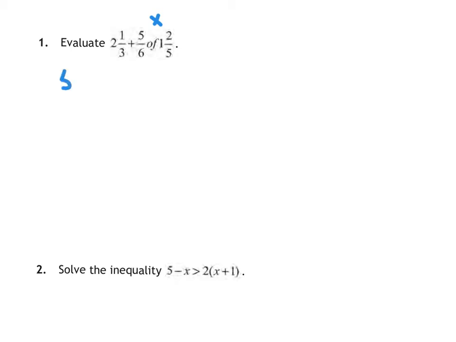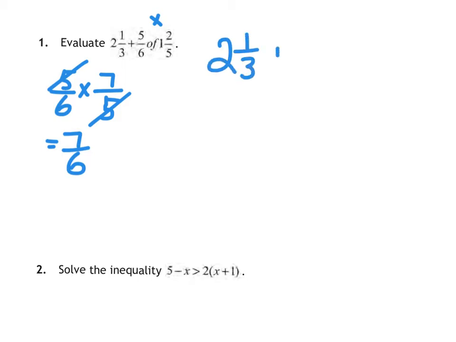So our first sum is 5 over 6 times, well, 5 ones are 5 plus 2 is 7. So there's your first sum, is multiplying them. Now you could make that 35 over 30, or you could spot that the 5s are going to cancel, leaving you with 7 over 6. From there we have to now do 2 1/3 plus 7 over 6.